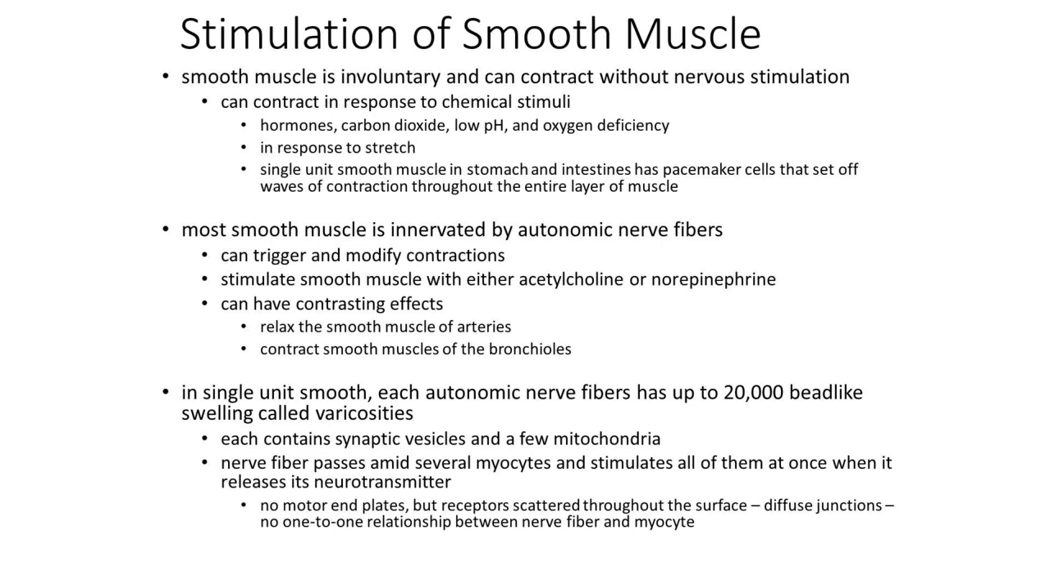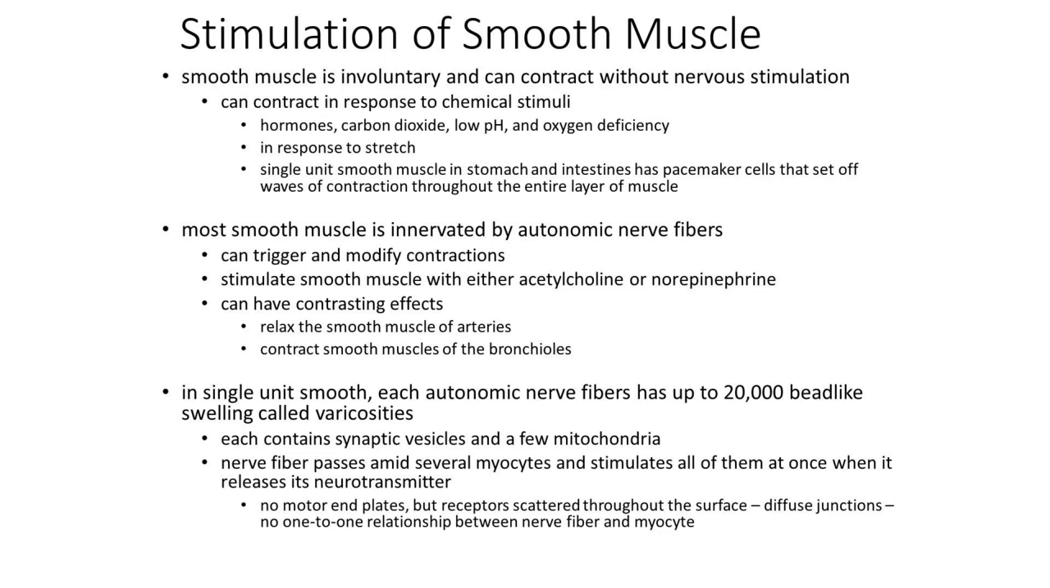Most smooth muscle is innervated by autonomic nerve fibers, and these can trigger and modify contractions. They stimulate smooth muscle with either acetylcholine or norepinephrine, and they can have contrasting effects, meaning they can relax or contract the smooth muscles, depending on the function that is needed.